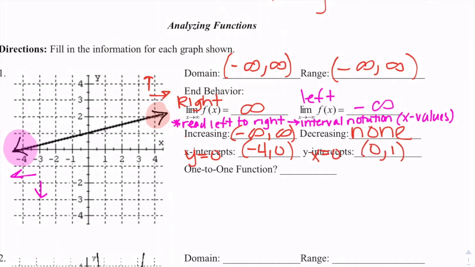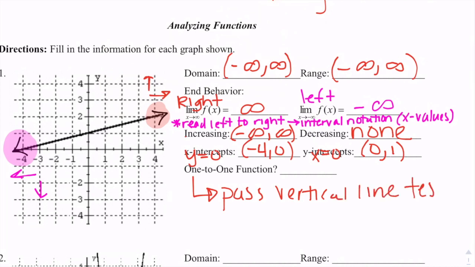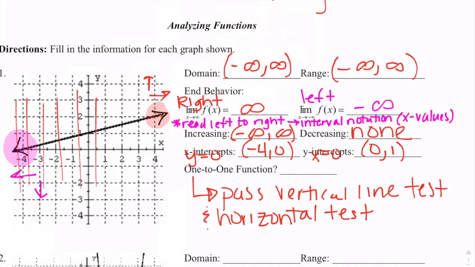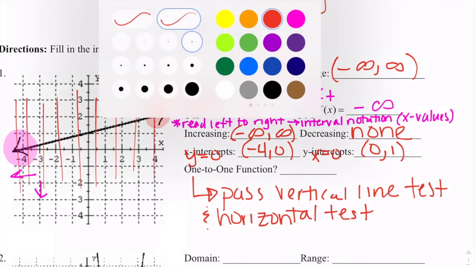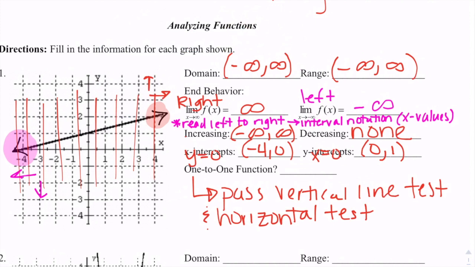And then to figure out if this is a one-to-one function, it has to pass the vertical line test so that you know that it is a function to start with, but it also has to pass the horizontal line test. And the horizontal line test works the same as the vertical line test. So we're going to draw a bunch of vertical lines, and we see that it passes the vertical line test. But then we also want to draw a bunch of horizontal lines, and we see that it passes the horizontal line test. So therefore, we can determine that, yes, this is a one-to-one function.